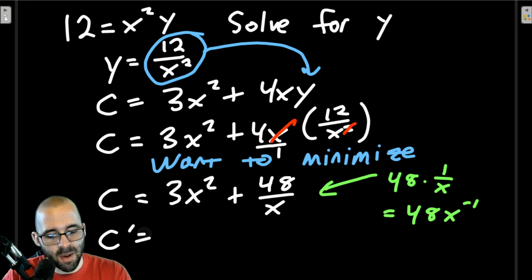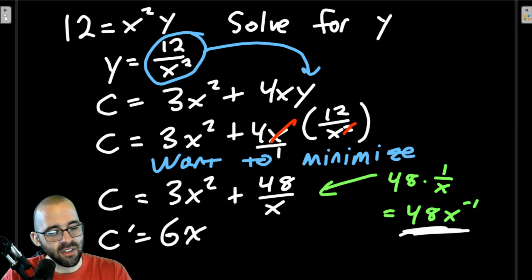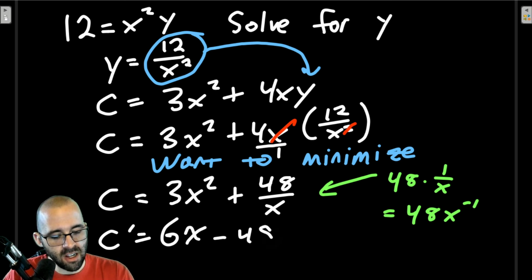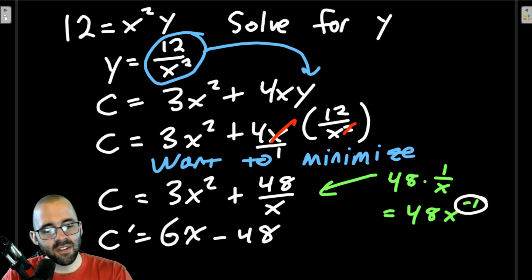So derivative, let's use the power rule. We'll get 6x, and then we need to take the derivative of this guy over here. Exponent comes down, makes it a minus 48. Subtract 1 from this exponent, it will be x to the negative second.